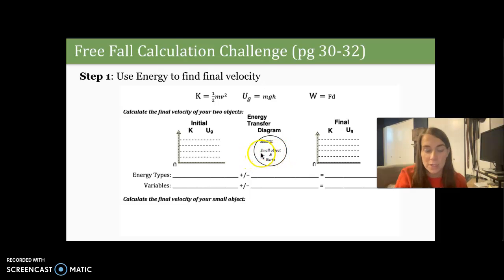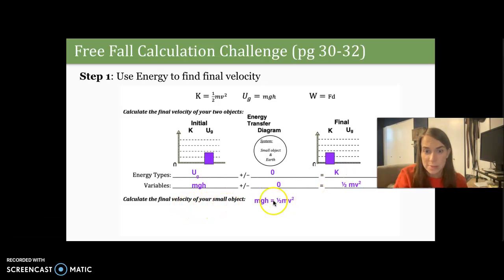So for the small object, it's going to start with a small amount of UG. So UG is mass times gravity times height. It has a small mass, so I'm going to give it a small amount of UG. We're going to ignore air resistance, so no work. And then it ends with a small amount of K. Those should be equal. Okay. So my energy equation is UG plus 0 is equal to K. All the potential energy when Cooper's holding it at rest is all getting transformed into kinetic energy. So my equation would be mgh equals 1/2 mv squared.